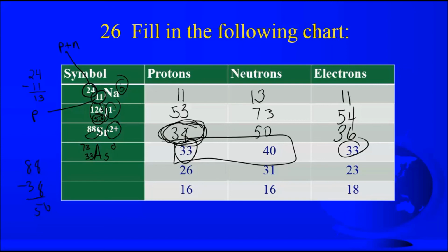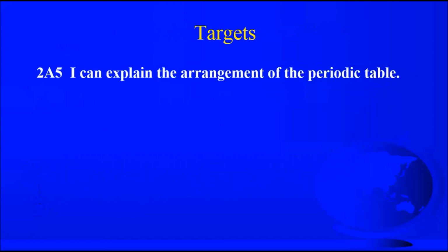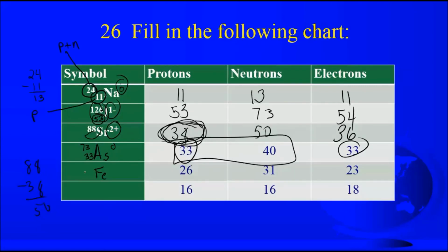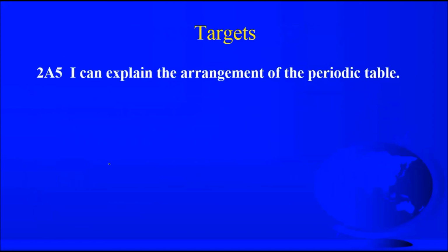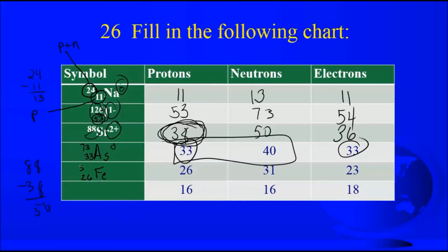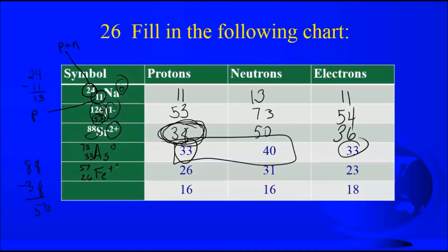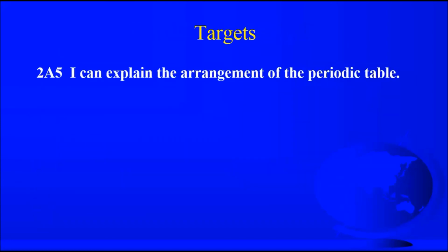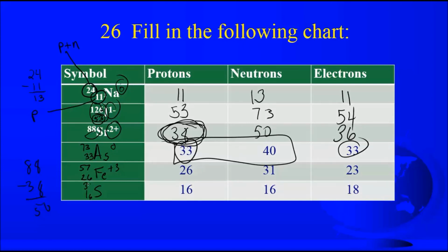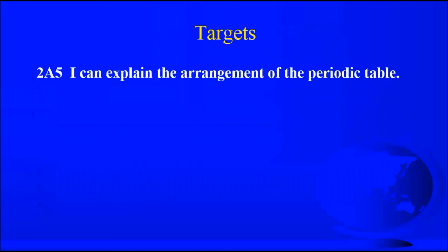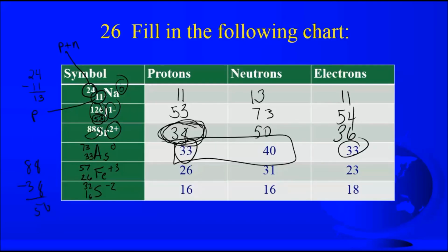Let's finish this real quick. I got this one. All right, iron, right? Yeah, 26. And then 57. 57. And plus 3. How about the last one? Sulfur. Sulfur, number 16. What's the top number? 32. What is its charge? Minus 2.